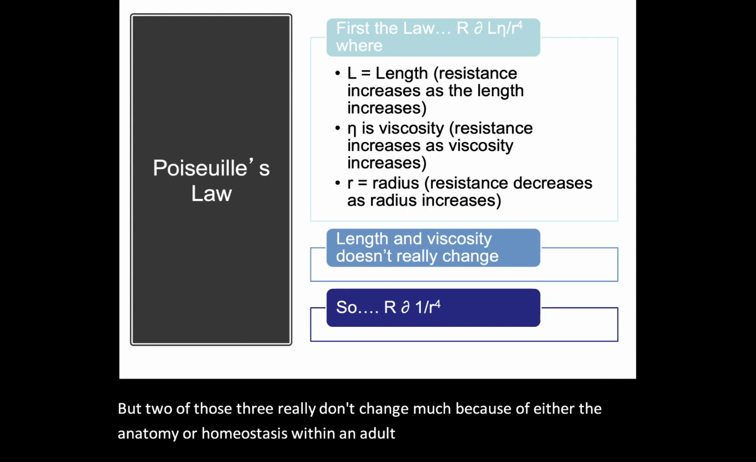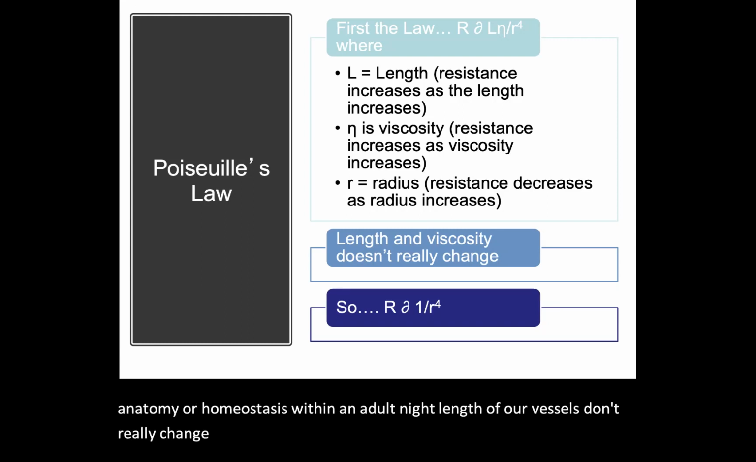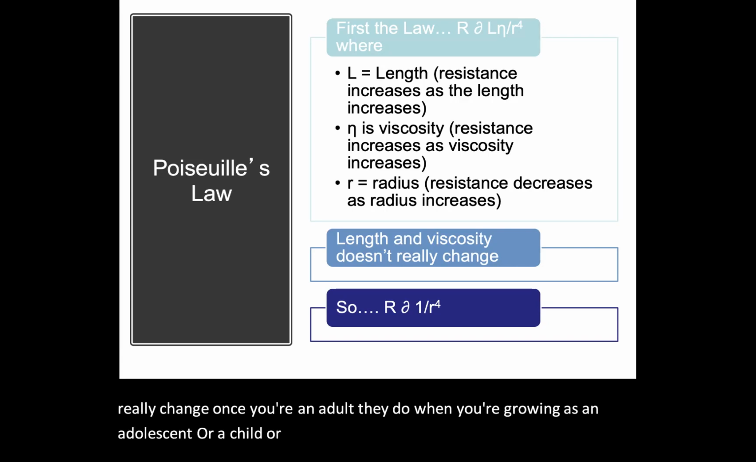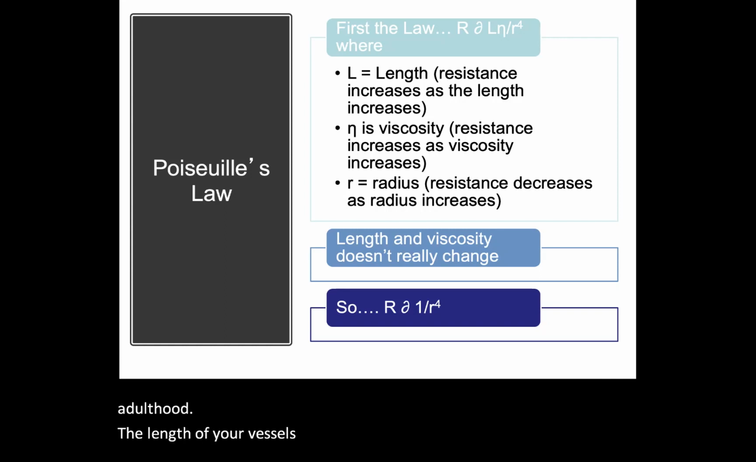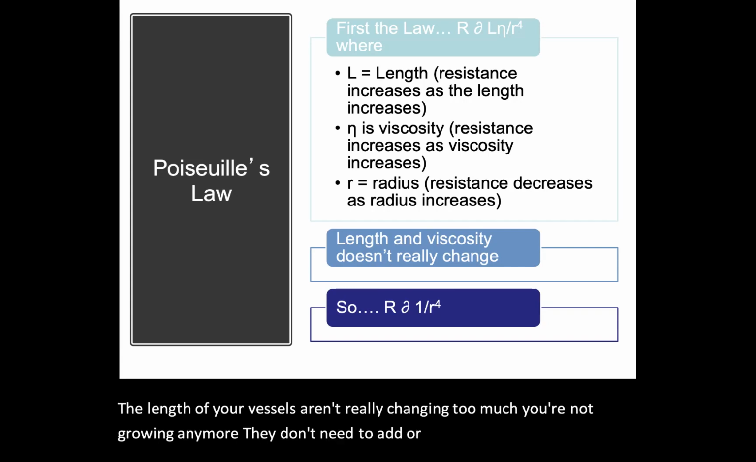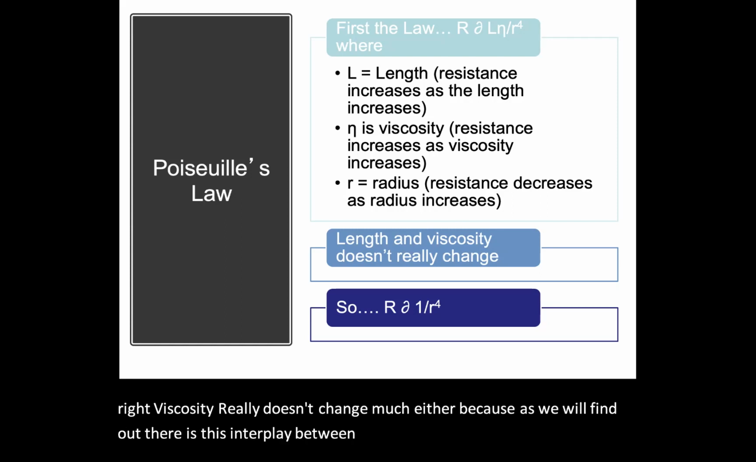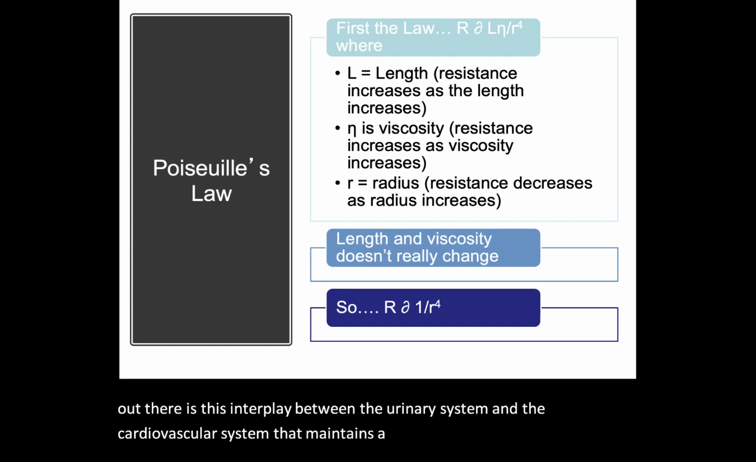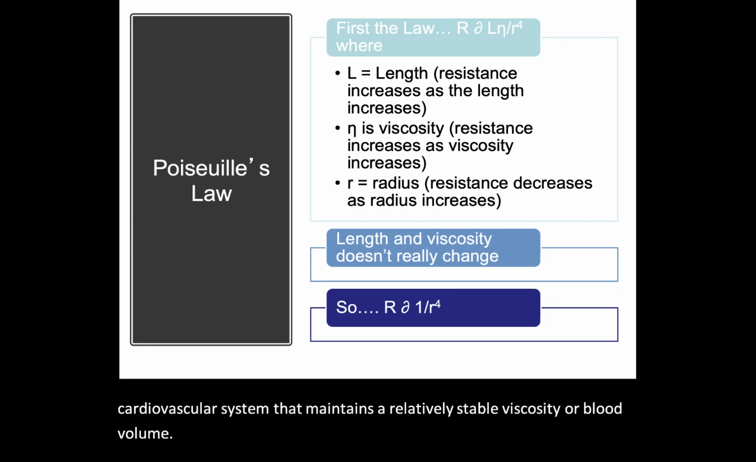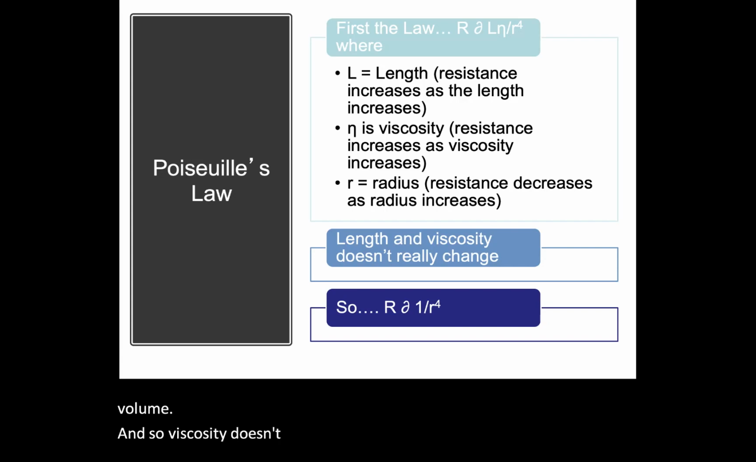Right? The length of our vessels doesn't really change once you're an adult. They do when you're growing as an adolescent or a child or an infant, absolutely. But once you've reached adulthood, the length of your vessels isn't really changing too much. You're not growing anymore. They don't need to add or shorten any. It is what it is. Viscosity really doesn't change much either because, as we will find out, there is this interplay between the urinary system and the cardiovascular system that maintains a relatively stable viscosity or blood volume. And so viscosity doesn't really change either within the norm.